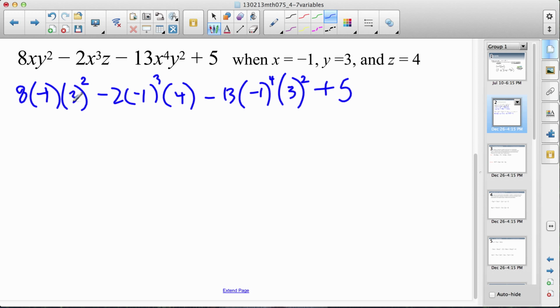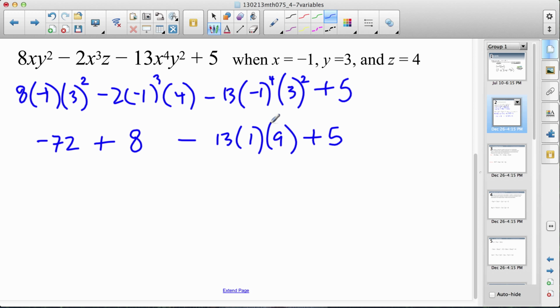So here I'd have to square first, so that's 9. And 9 times 8 is 72, times the negative 1 is negative 72. Negative 1 cubed is still going to be negative 1, times negative 2 is a positive 2. 2 times 4, that part will be 8. Okay, minus negative 1 to the 4th is positive 1. I can't do this all in my head. That'll be a positive 1. 3 squared would be 9.